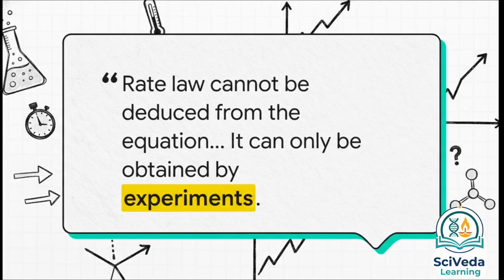Now, this is the most important thing to remember about the rate law. You cannot, and I'll say that again, you cannot figure out what m and n are just by looking at the balanced chemical equation on the page. You have to go into the lab, run experiments, and actually measure how the rate changes when you change the concentrations. It's an experimental thing, not a theoretical one.